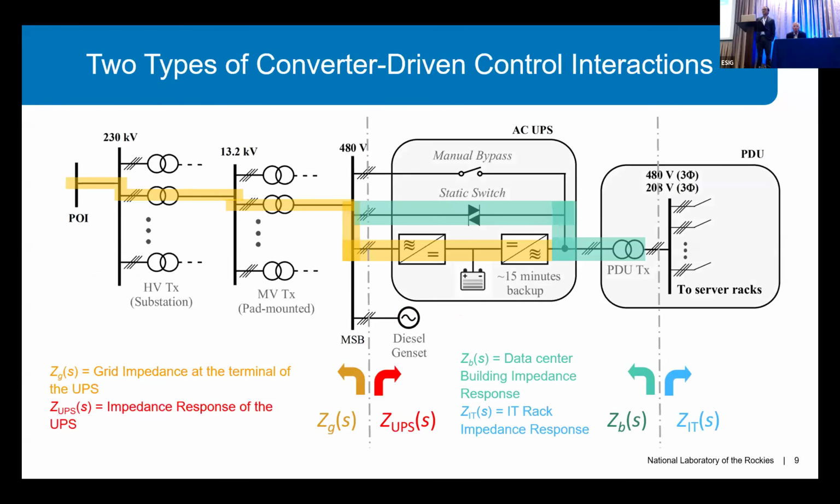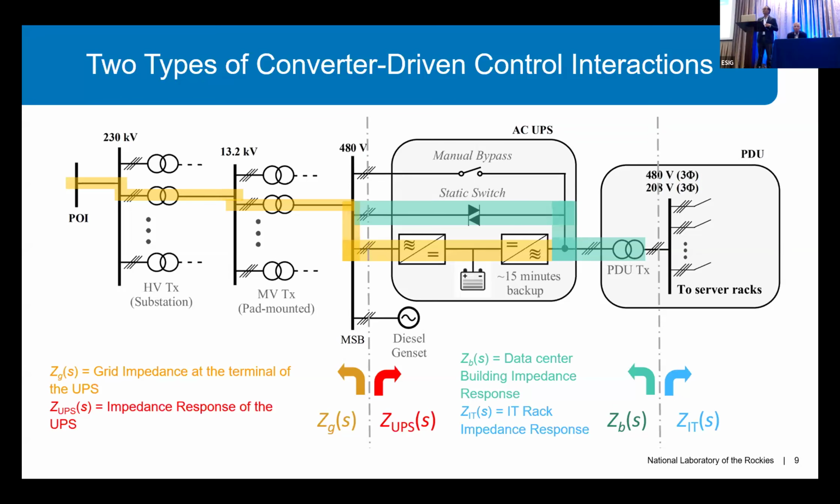Now, talking about converter-driven control interactions, in the previous session, I think Eric talked about oscillations that have been experienced within ERCOT from data centers. So where do these oscillations come from? There are two mechanisms. One is forced oscillations because of AI load fluctuations. The load from these data centers is not constant, but varies highly dynamically, and it can continuously hammer the grid and create forced oscillations.